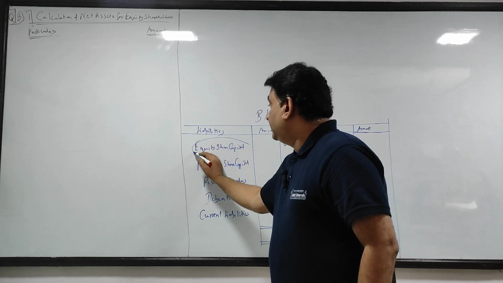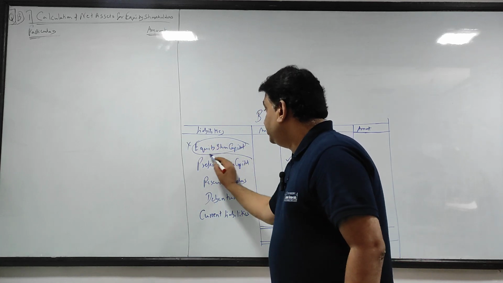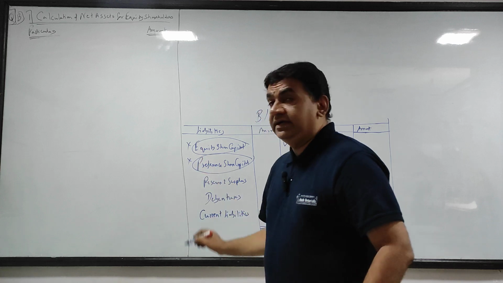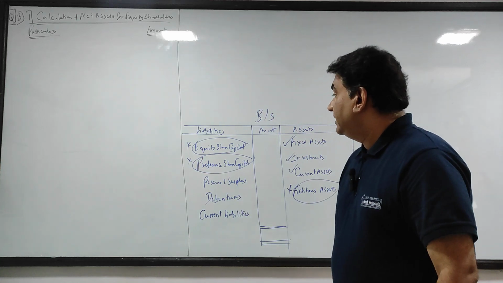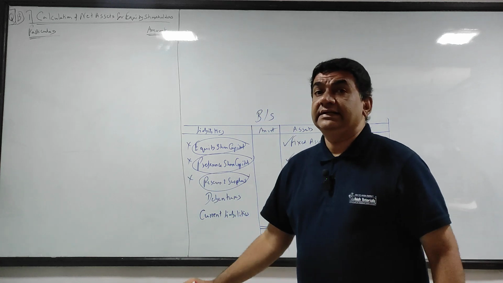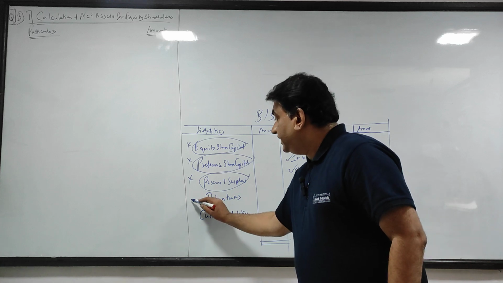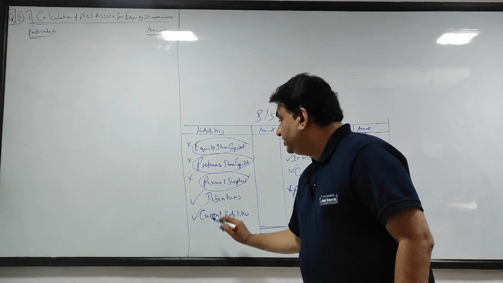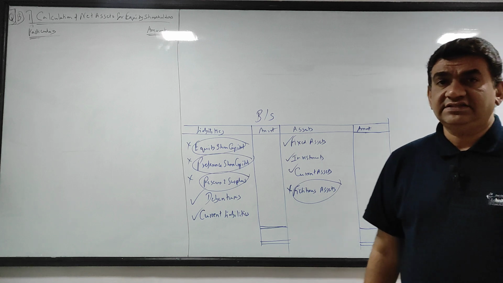Equity share capital, we didn't take. Preference share capital, we didn't take. बाद में deduct किया है, but ignore किया पहले. Okay? Reserves and surpluses, we didn't take. From the total of the assets, we deducted external liability, that is debentures and current liability. Got it guys? Clear with this?